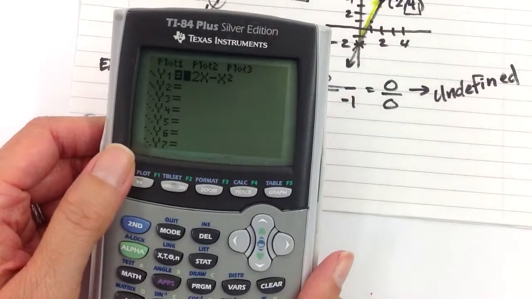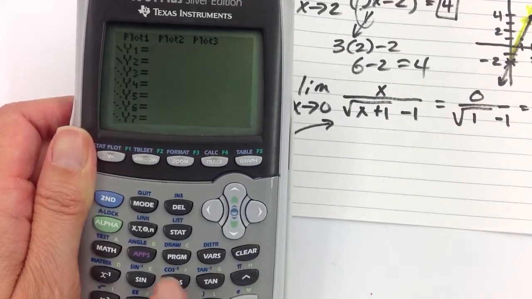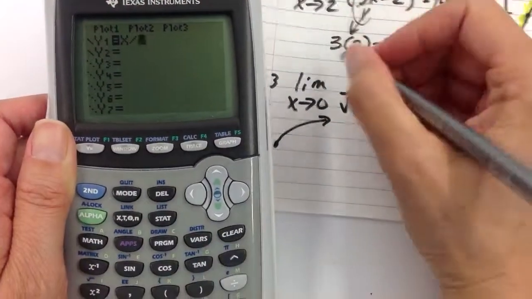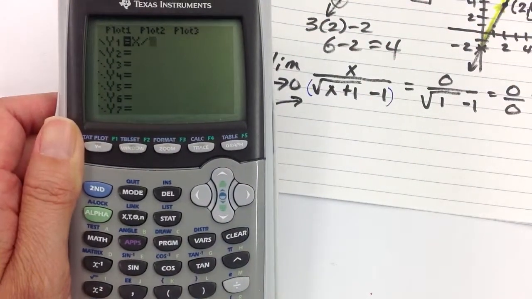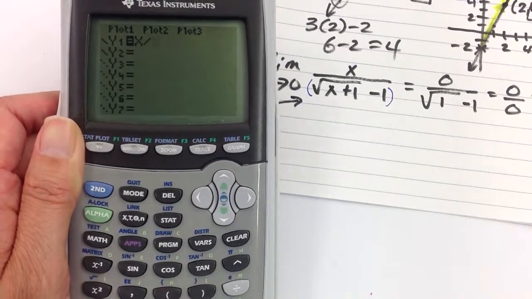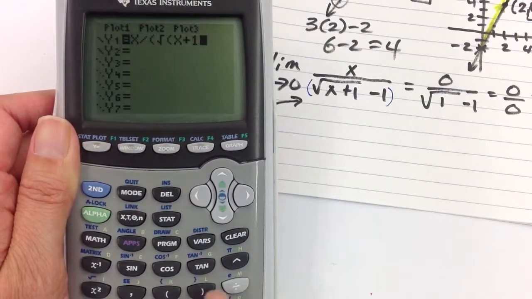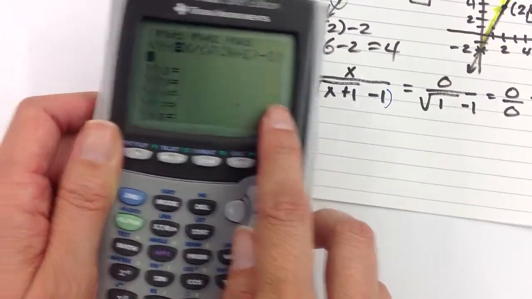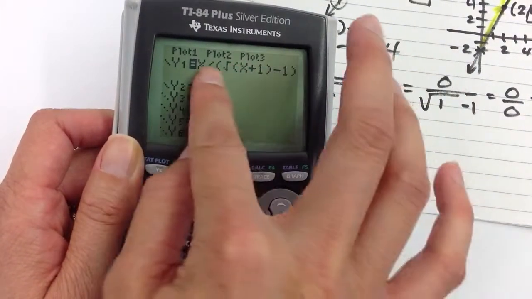Let's go to our y equals, plug in our equation. Our equation is x divided by, and then you've got to put parentheses. Another big thing about this is you have to put parentheses in the correct place. We're going to have to put parentheses around this whole bottom denominator, or else it's not going to graph the correct problem. So parentheses, square root of x plus 1, and then minus 1. So I put x divided by this square root minus 1, so this is my whole denominator right there.